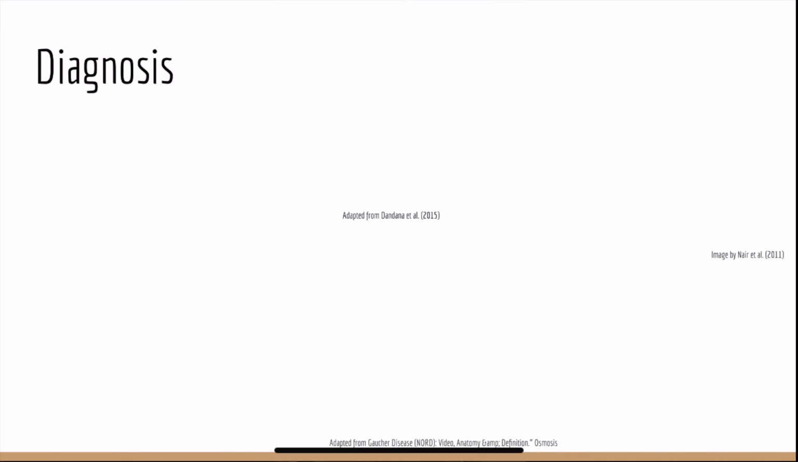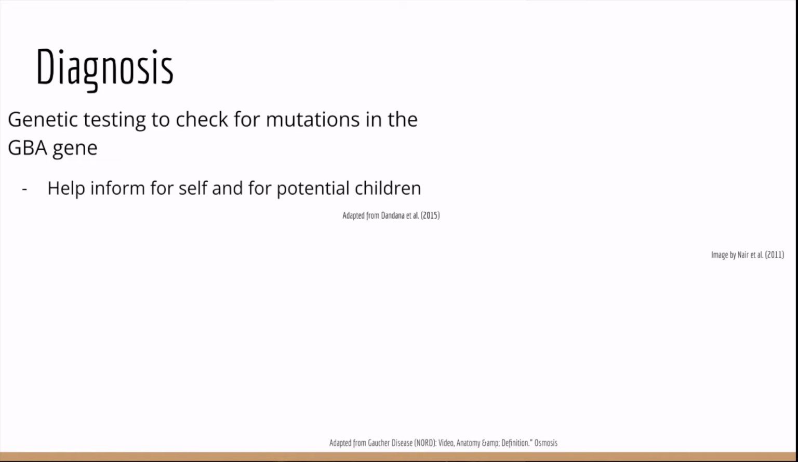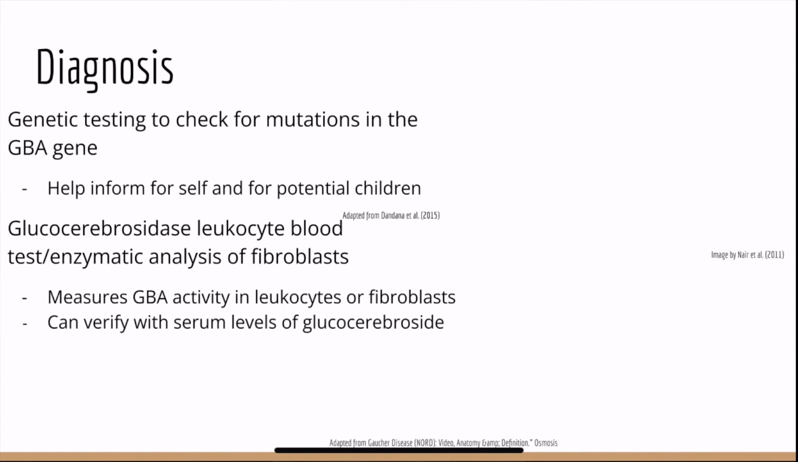There are two other ways to diagnose Gaucher disease. The first being genetic testing. This is to check for mutations in the GBA gene. This can inform you about yourself, but will also help to inform you about the chances of passing on Gaucher disease-causing mutations to your children. The second way is glucocerebrosidase leukocyte blood testing and/or enzymatic analysis of fibroblasts. Both of these ways test glucocerebrosidase activity and can be verified with serum levels of glucocerebroside, as those with Gaucher disease typically have elevated levels of 5 to 10-fold of glucocerebroside.